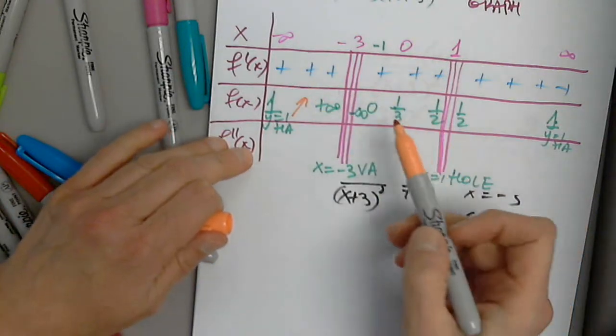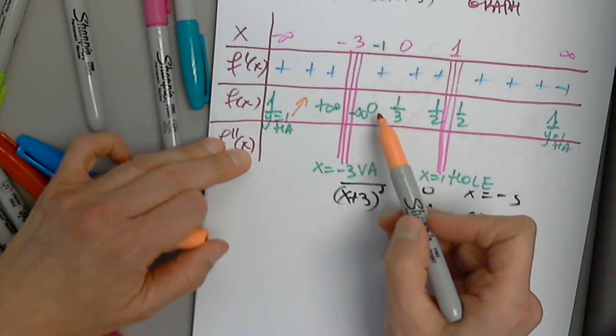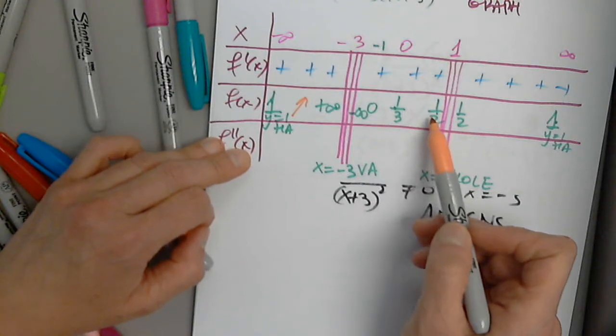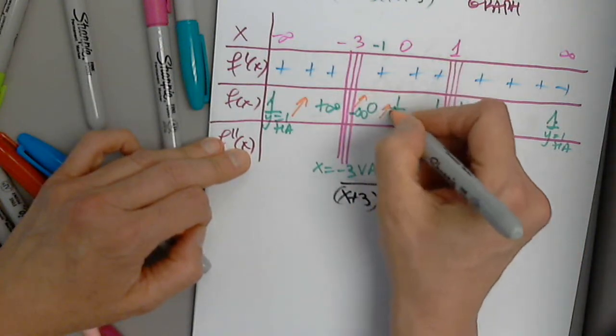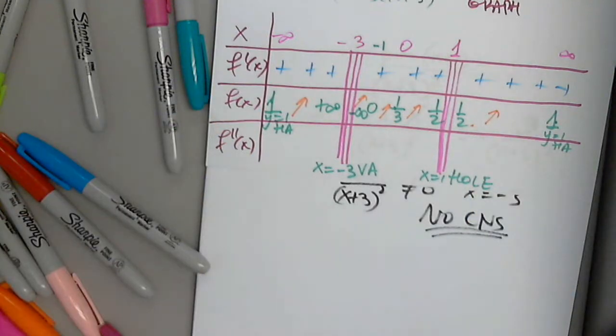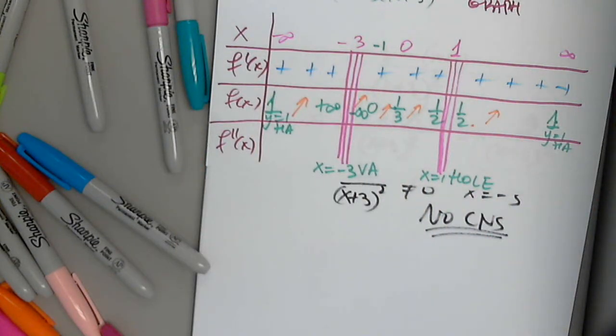Excellent. From negative infinity to 0. From 0 to 1/3. From 1/3 to 1/2. Although it's a tiny increase, it is an increase. From 1/2 to 1. All is increasing. And the sign is, yes, Vanessa?